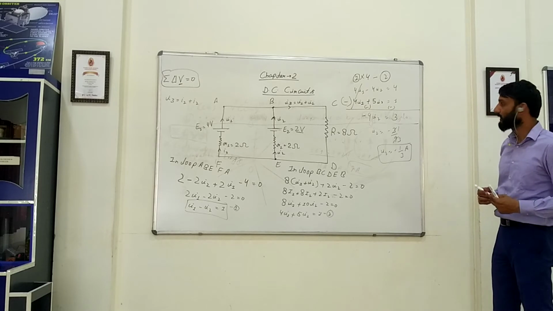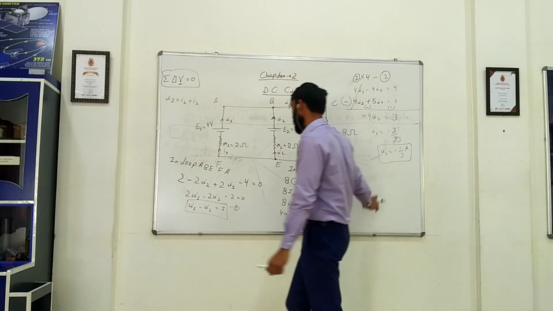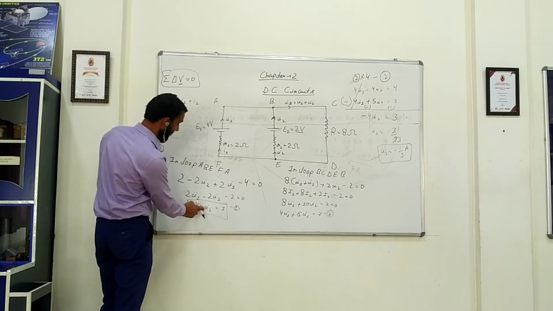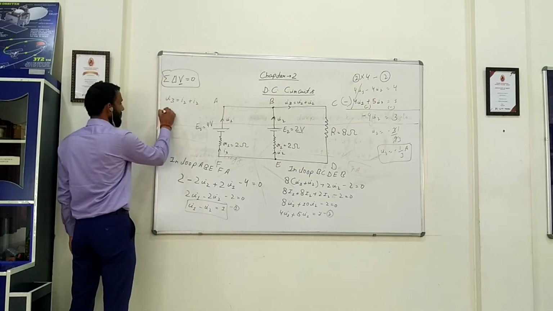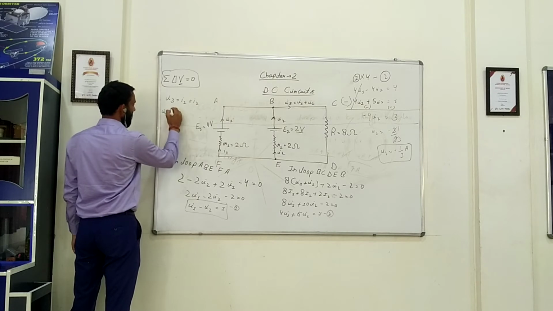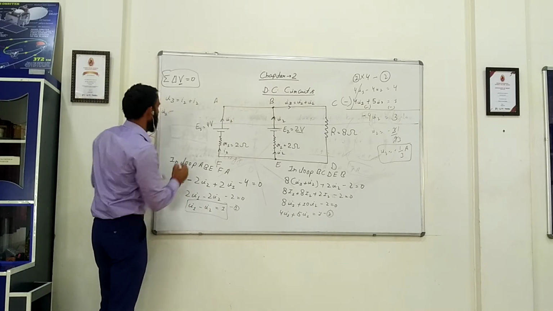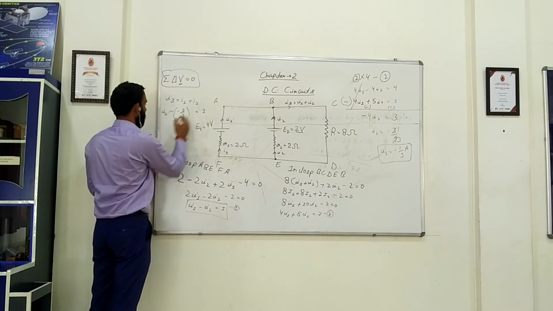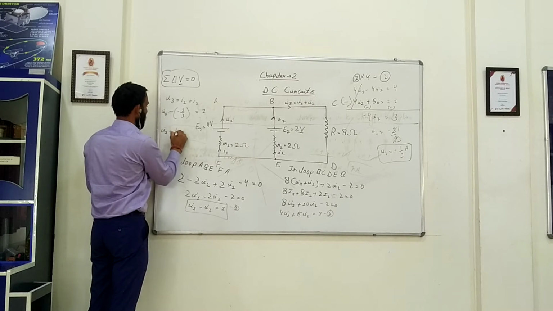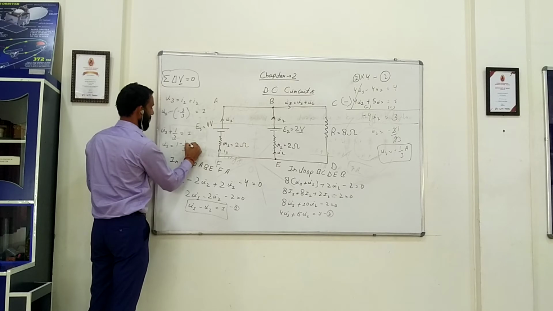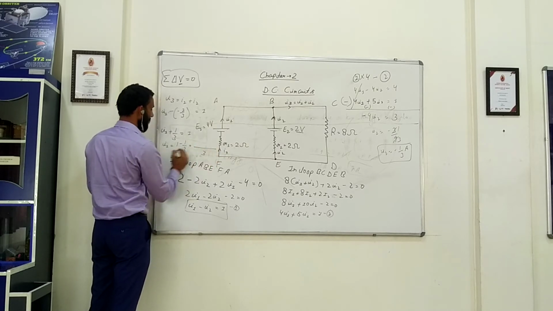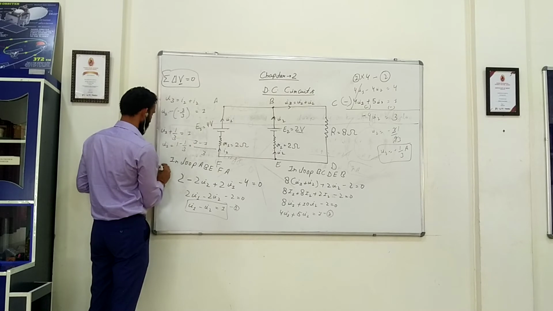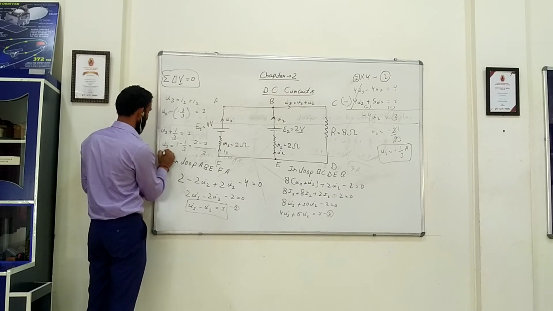So I2 has come. Now I'll use the value of I2 here in order to find I1. I2 is minus 1 by 3, so I1 plus 1 by 3 is equal to 1. So I1 is equal to 1 minus 1 by 3. Taking LCM 3, it is 3 minus 1 upon 3. So I1 is equal to 2 upon 3 ampere.